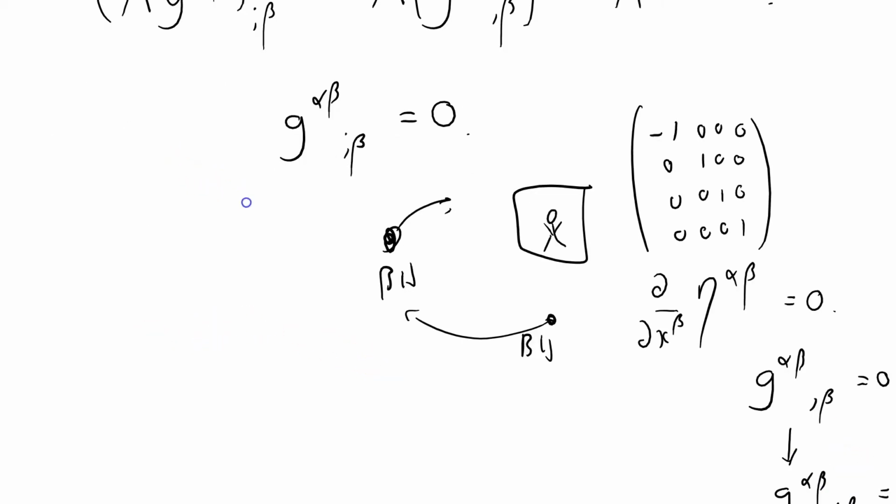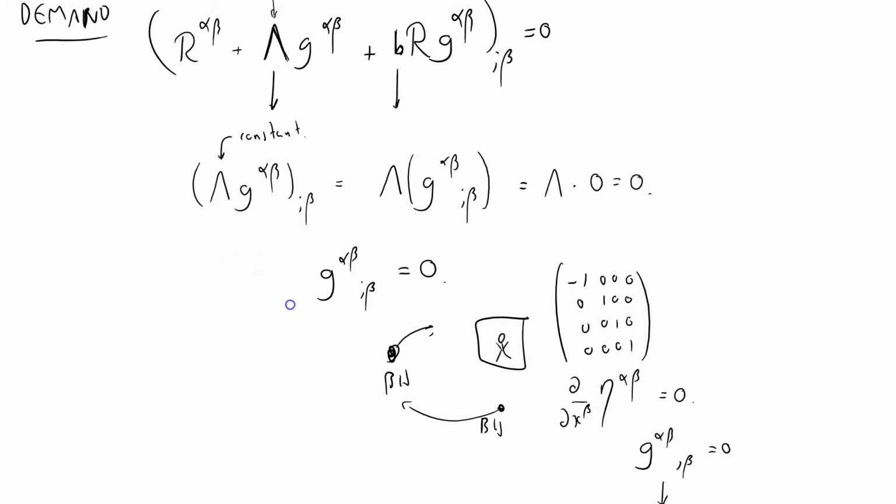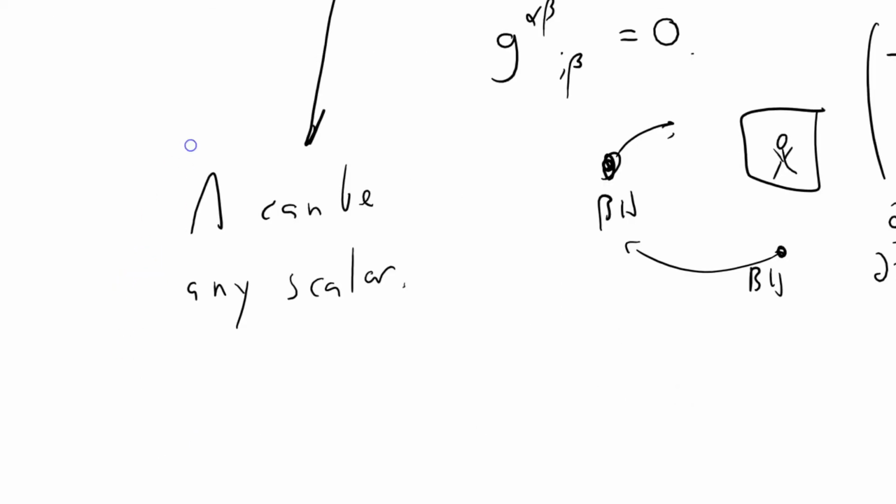So what does that tell me about lambda? That tells me, going back to this thing here, that lambda can be anything. Can be any scalar value. At the moment it's unconstrained. Mathematically speaking, lambda is unconstrained.